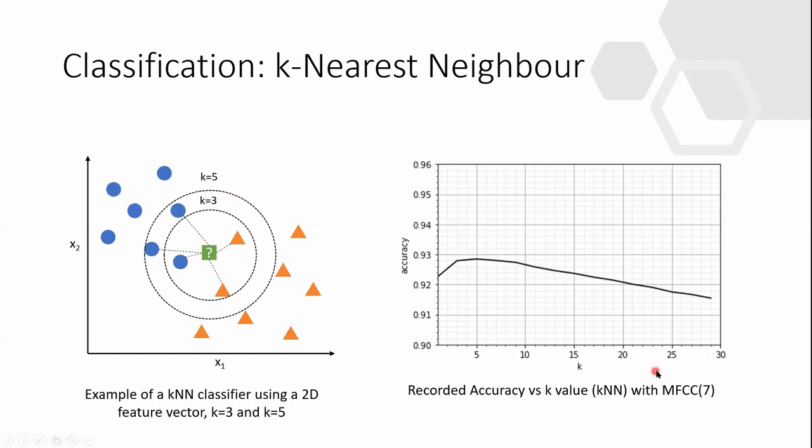We have fed 7 MFCCs to our KNN and increased the k value, and found that if k equals 5 or 7, we get the best results. And for anything above that, we have a decrease in accuracy.